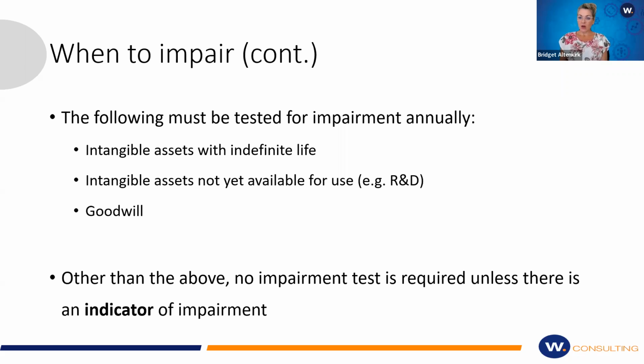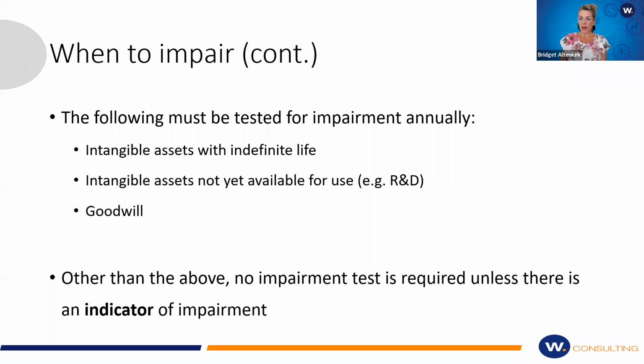So the list of indicators included in the standard is not exhaustive. Those are just examples of what could be indicators. There may well be many other things in reality and in practice which could be considered to be indicators of impairment. But what you need to remember is those first three assets: goodwill, intangible assets with an indefinite life, or intangible assets still under development.